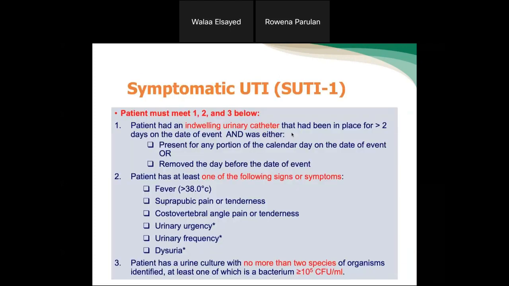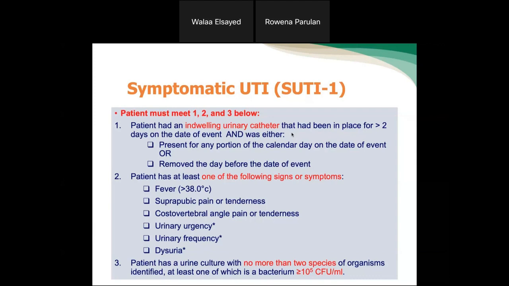What are the CAUTI criteria? Broadly, there are two types: symptomatic urinary tract infection and asymptomatic bacteremic urinary tract infection. There are SUTI 1, SUTI 2, and ABUTI, asymptomatic bacteremic urinary tract infection. SUTI 1 can be further classified into SUTI 1A and 1B, depending upon the presence or absence of the Foley's catheter. So SUTI 1, SUTI 2, and ABUTI are the three modules included in the surveillance.